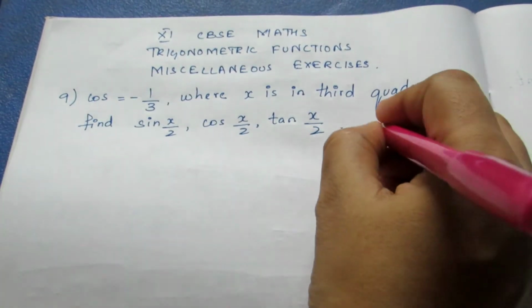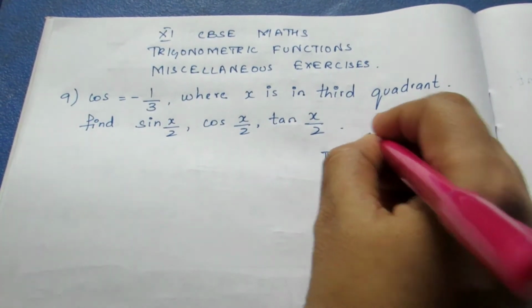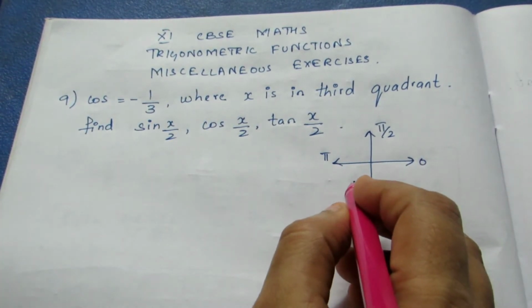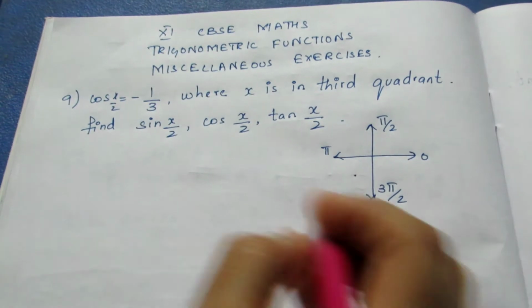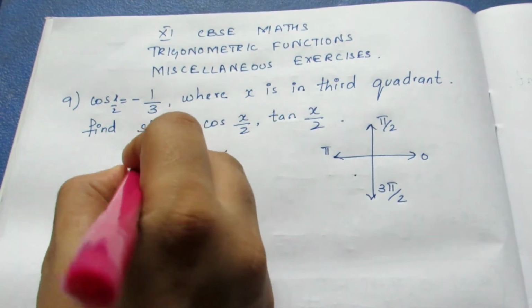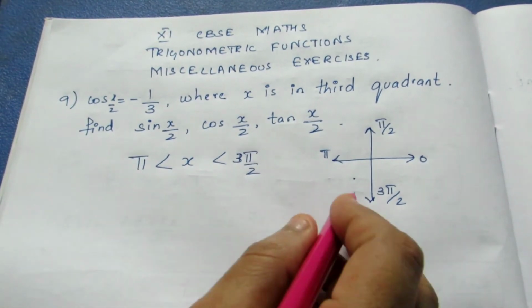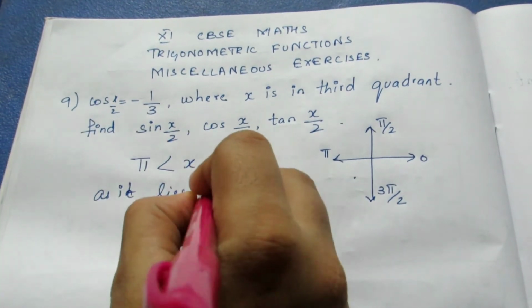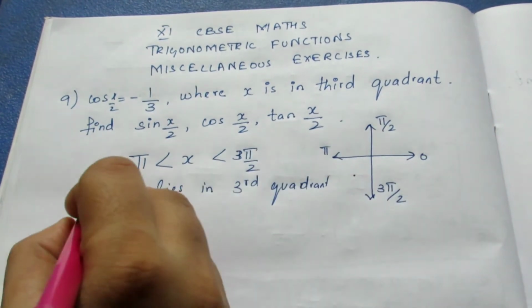We know that this is 0 and this is pi by 2, here pi, here 3 pi by 2. They have given x is in the third quadrant, so x will be here. It is not necessary that x by 2 should also lie in the third quadrant. They have given that x lies between pi and 3 pi by 2.